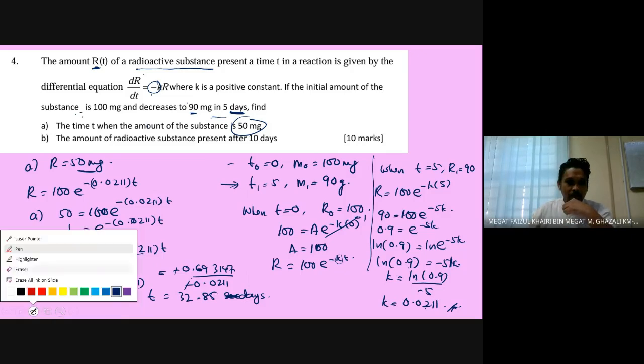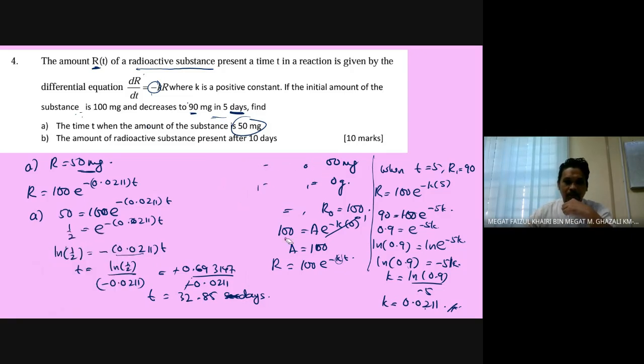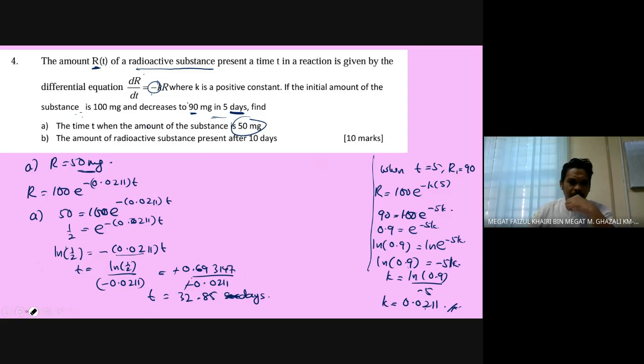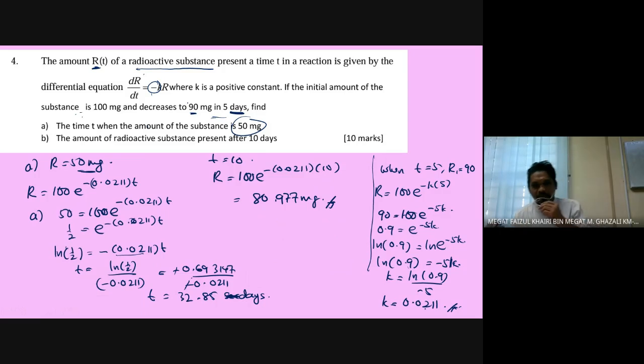Okay, now for question B. Question B, amount of reactive after 10 days. So T equal to 10. So then R equal to 100 e power of negative 0.0211 and T equal to 10. So class, press the calculator for this, and this is going to give you 80.977 milligram. Okay, use a calculator then.